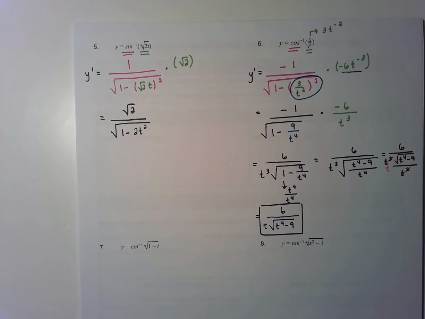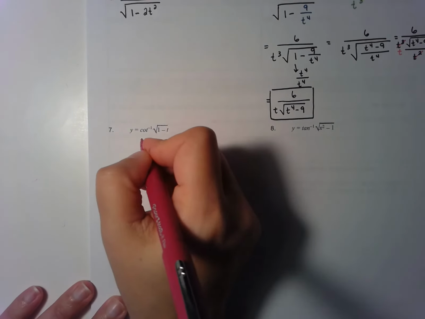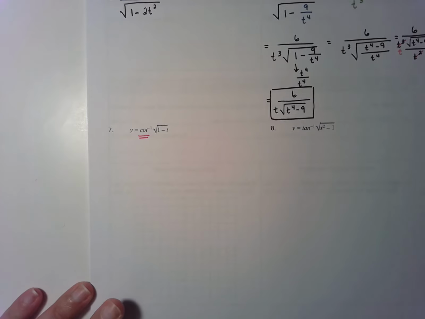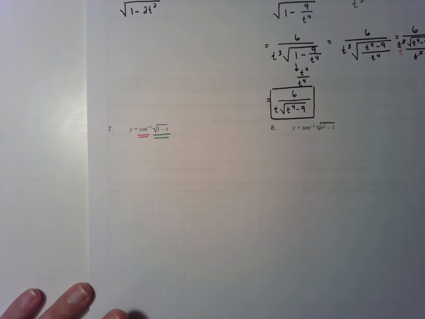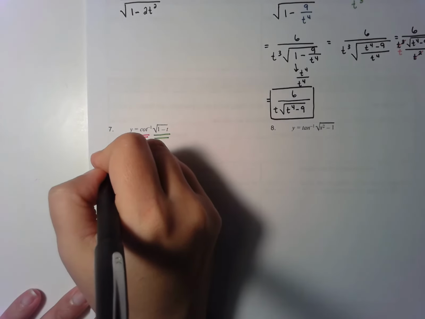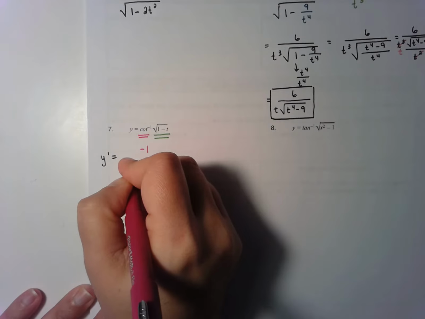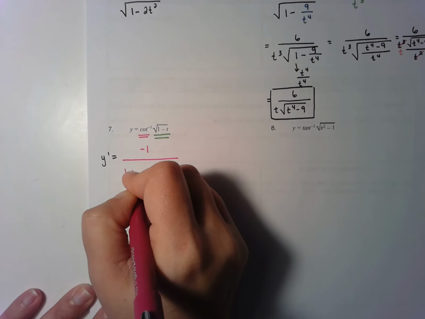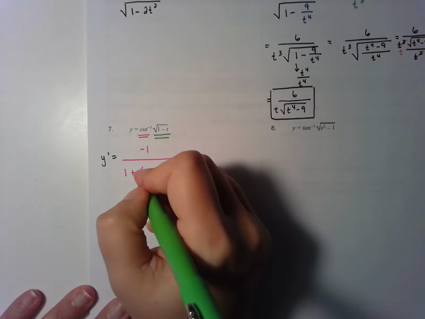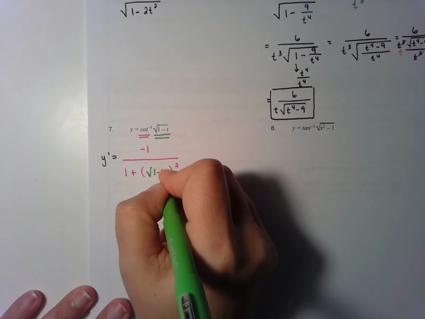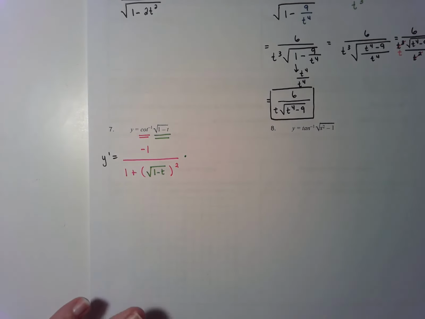For problem number 7, we're going to be working with inverse cotangent. Now, in this case, the outside function is inverse cotangent, and the inside function is the square root of 1 minus t. The derivative of inverse cotangent says to do 1 over 1 plus the stuff squared. In this case, the stuff is the square root of 1 minus t. And then we need to multiply by the derivative of the stuff.